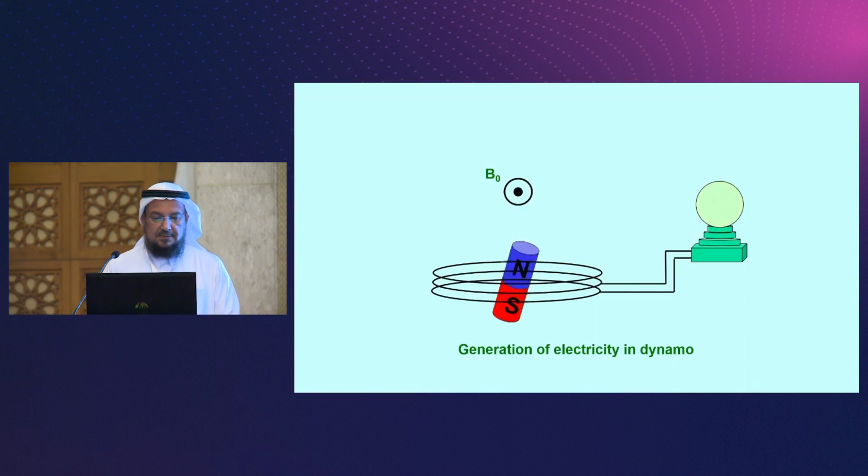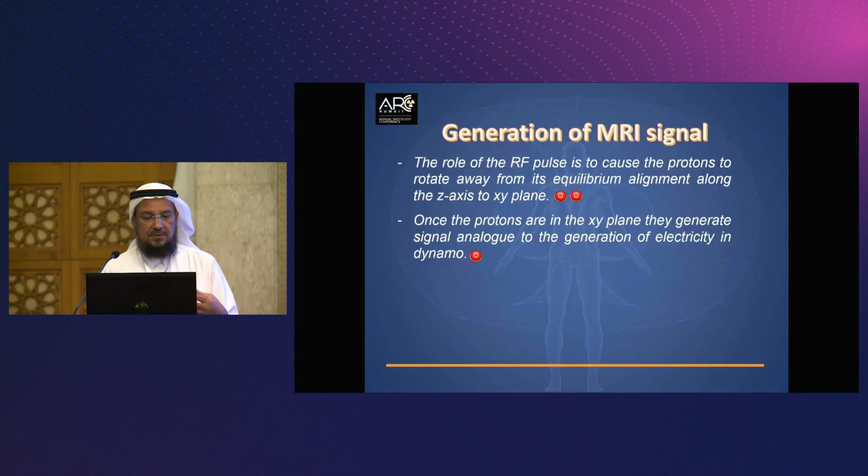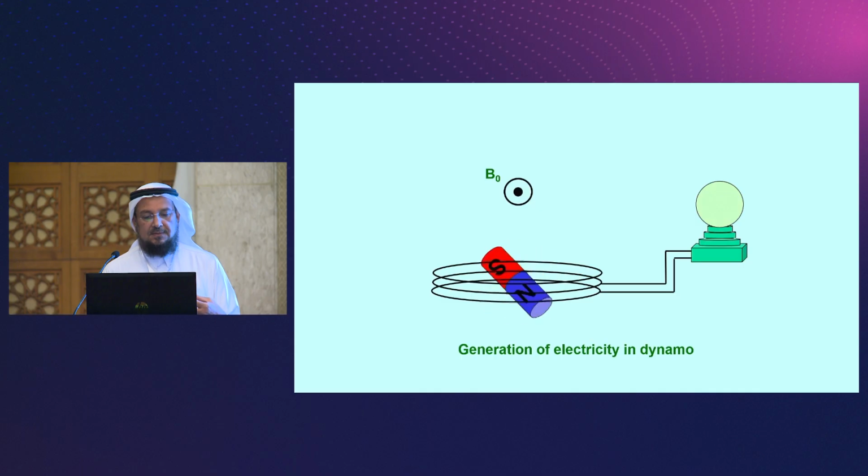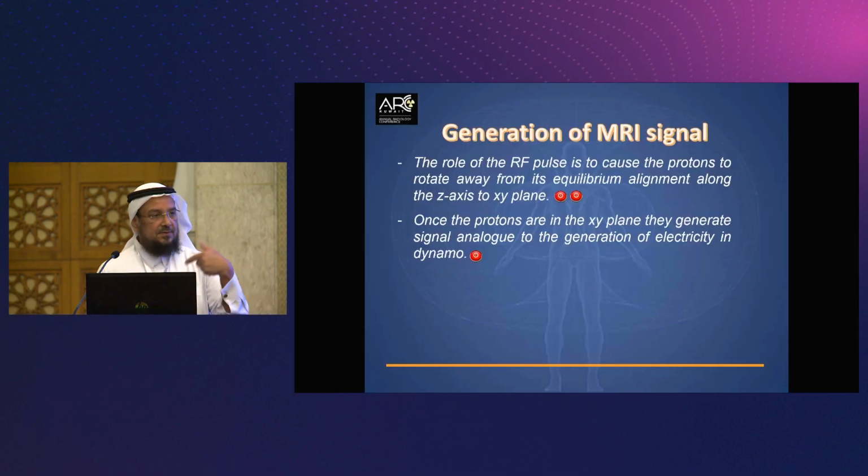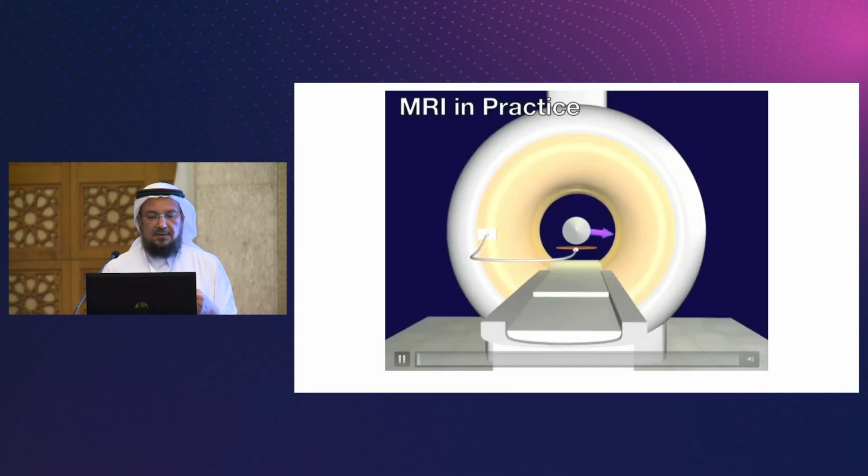Now let us imagine the protons that are in the transverse plane. They will start to precess in the transverse plane. We agreed that each is like a small magnet. Moving a small magnet inside an electric coil will generate electricity. That electricity can be measured, and this is what we call the MR signal.